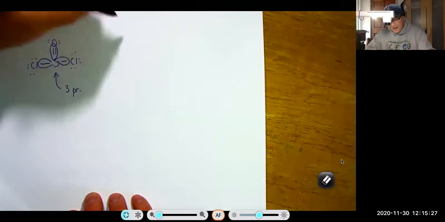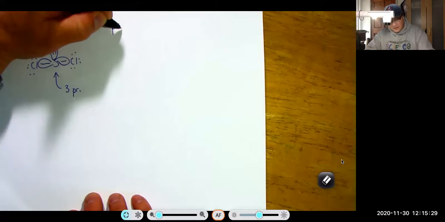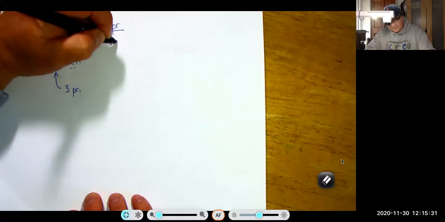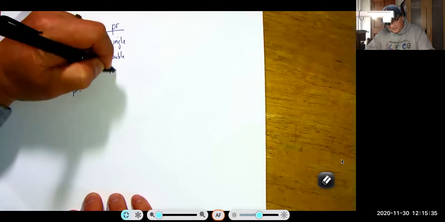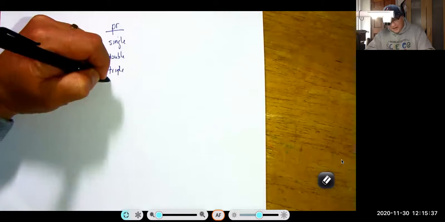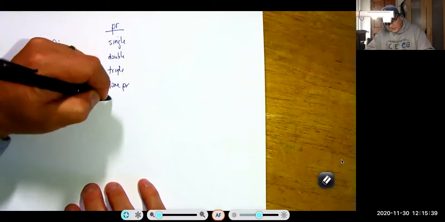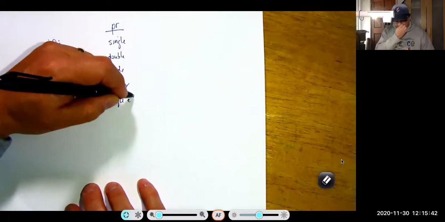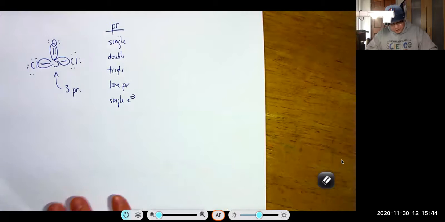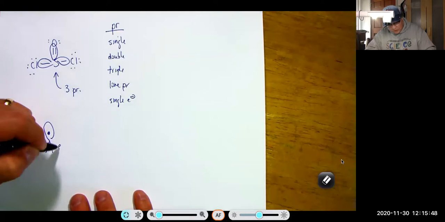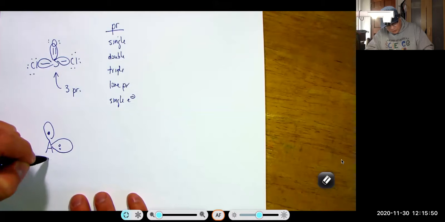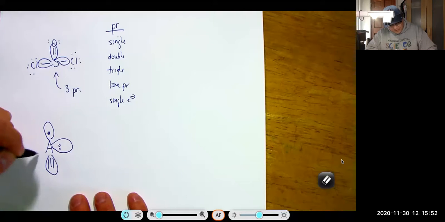So let's go over pairs. A single bond is a pair. A double bond is a pair. A triple bond is a pair. A lone pair is a pair. A single electron is a pair. Those are all pairs. So if you had some atom with a single bond, that's a pair. With a lone pair, that's a pair. With a triple bond, that's a pair. With a double bond, that's a pair. With a single bond, that's a pair.